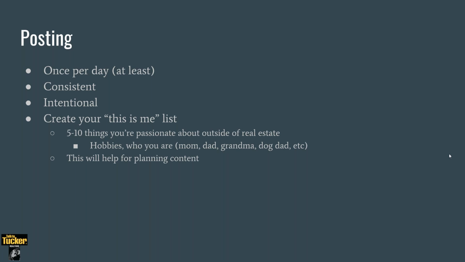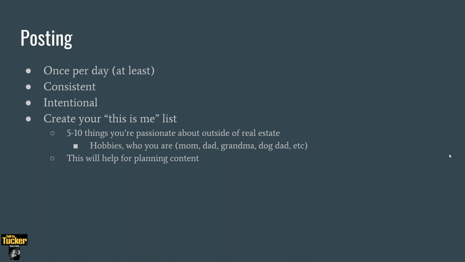This very last bullet point on here: create your This Is Me list. If you've taken any of my Facebook classes, or if you've met with me one-on-one, you know that I have you do this. Really, this is just creating a list of things that you're passionate about outside of real estate, because you are all more than just a real estate agent. You are all more than somebody that works for FT Tucker and buys and sells homes. You are more than that.